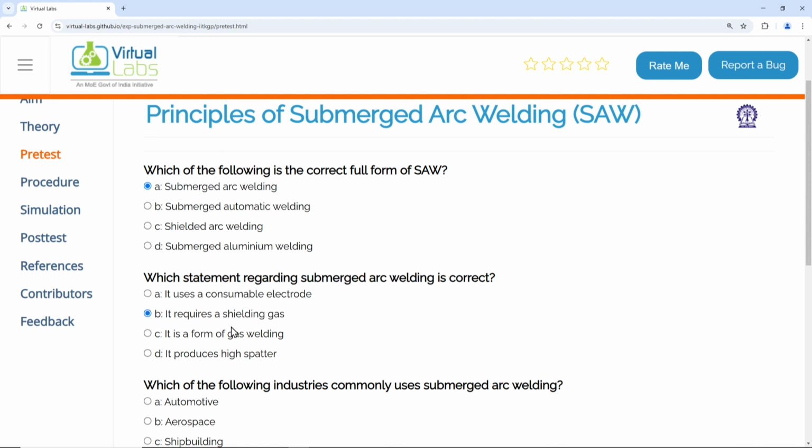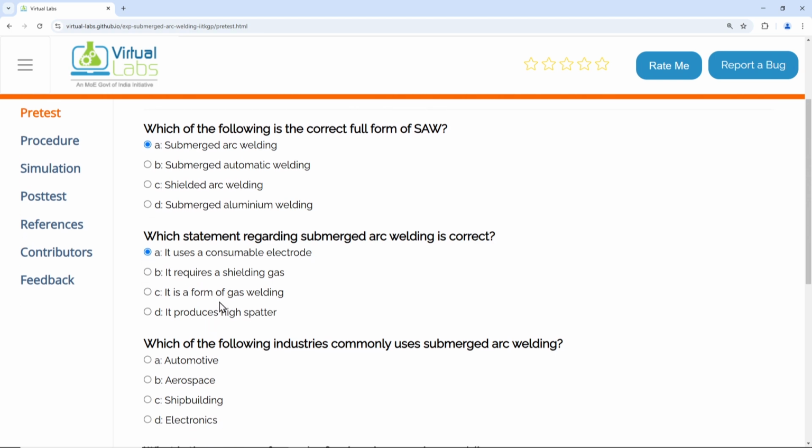It requires shielding gas. No. It is a form of gas welding. No. It produces high spatter. No. It uses a consumable electrode, and spatter is minimal because it is submerged. The arc is submerged under flux.